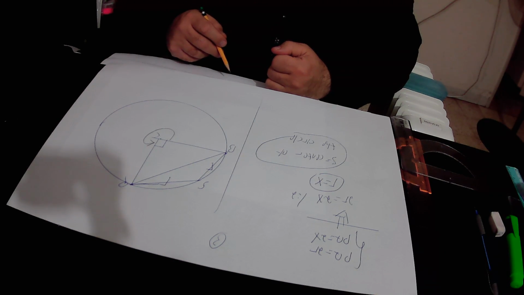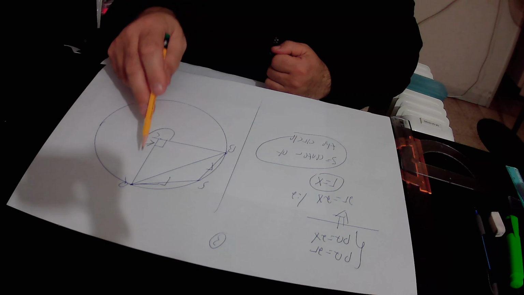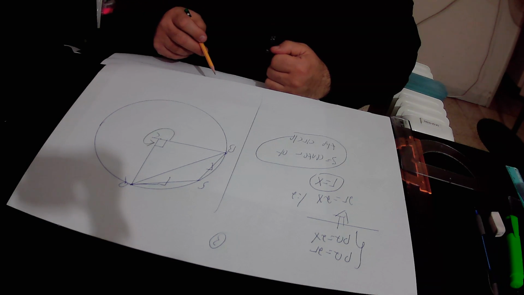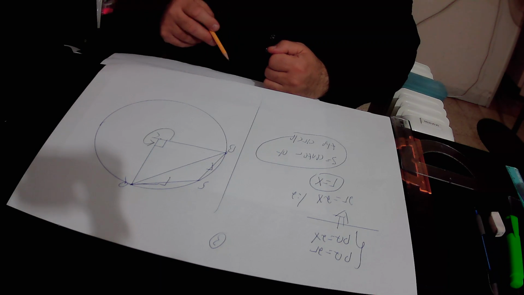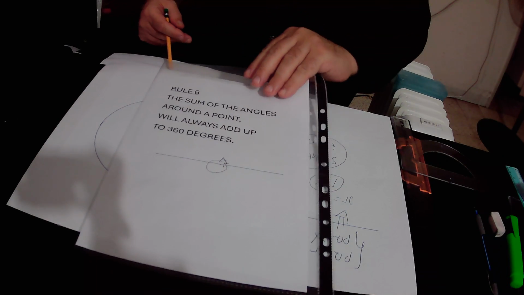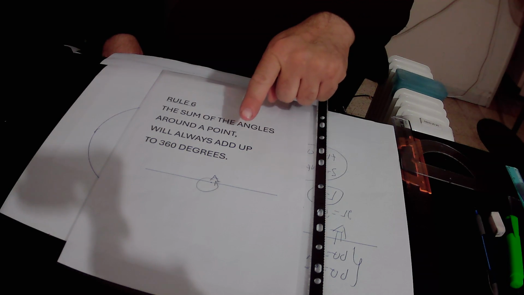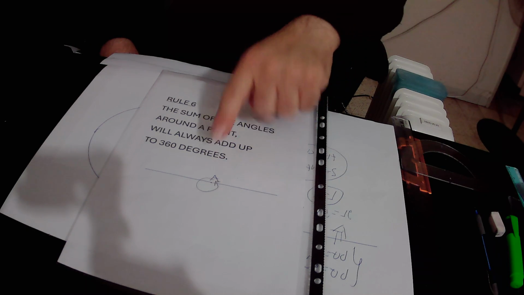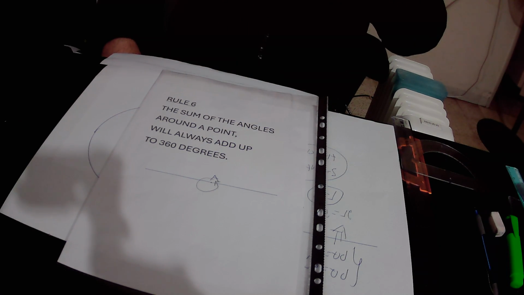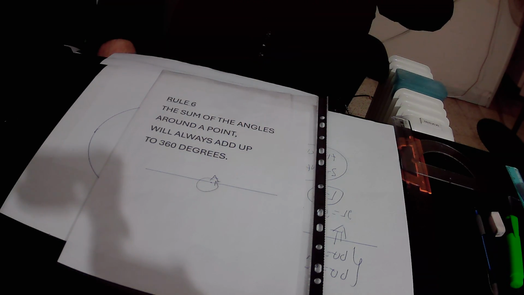Okay, so in order to find out the size of the central angle BCQ, I present to you rule number 6, and we will implement rule number 6 in our drawing. According to rule number 6, the sum of the angles around a point will always add up to 360 degrees. So in the drawing we have point A. According to rule number 6, the sum of the angles around point A must be equal to 360 degrees.